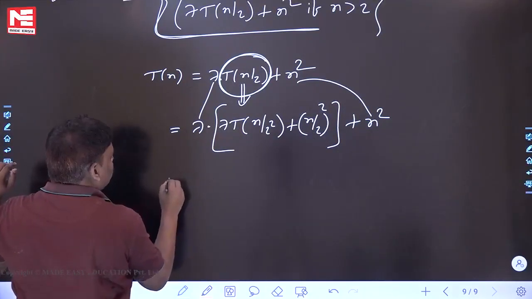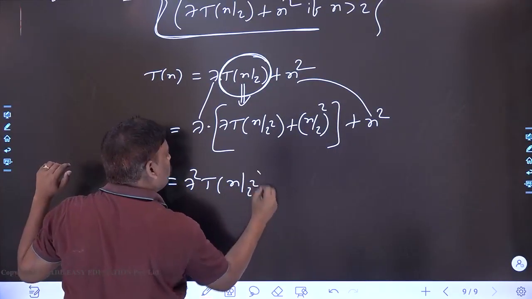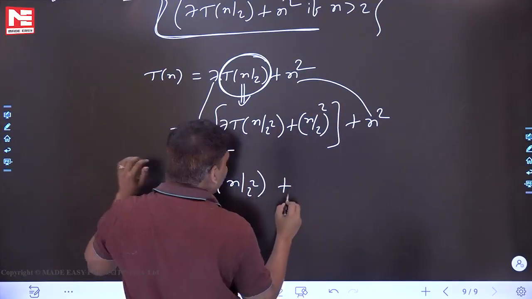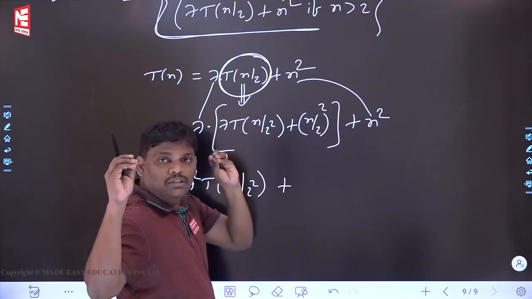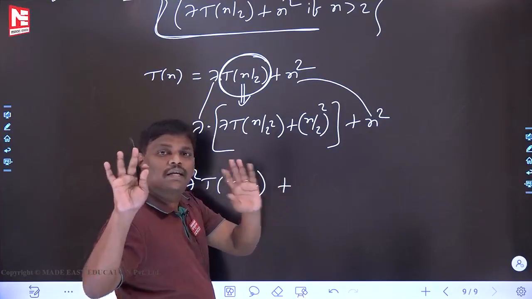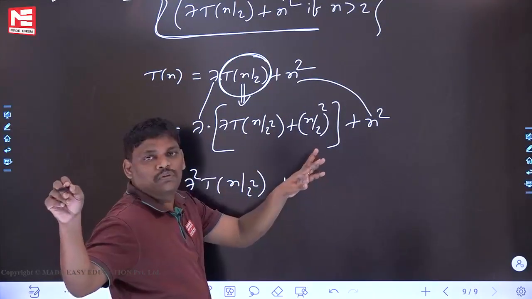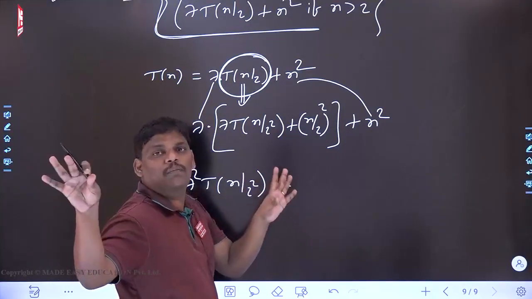Right, is equal to, so what is the answer? 7 square T(n/2) square plus 7 into (n/2) whole square, right? And one more thing I want to ask, don't do any simplification. Write it as it is. If any cancellation is there, cancel. If cancellation is not there, write as it is. Don't try to do any simplification until 3 rounds. If you try to do simplification, unnecessarily you are making the problem complex.